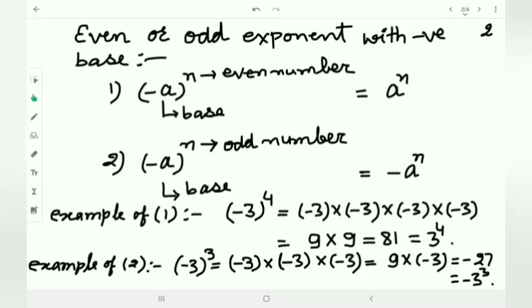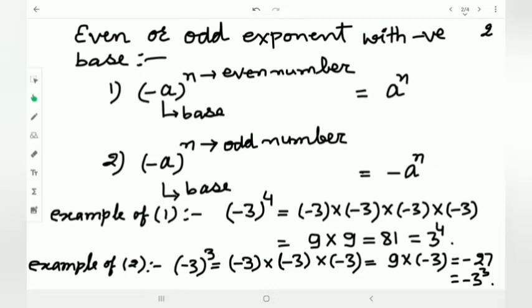So, when the base is negative and the exponent is an even number, then we will always get a positive integer. And when the base is a negative integer and the exponent is an odd number, then we will always get a negative integer. As for example, for the first expression, I have taken minus 3 raised to the power 4. It means 4 times you have to write minus 3 and multiply.